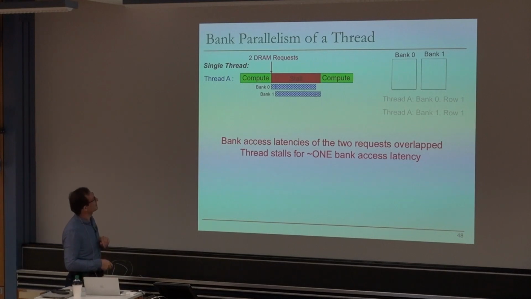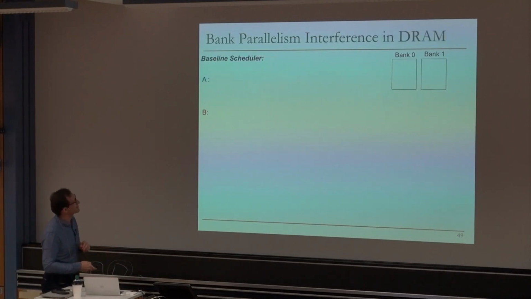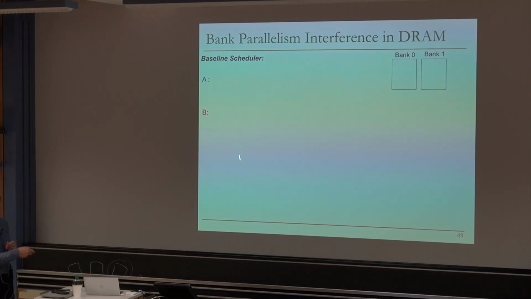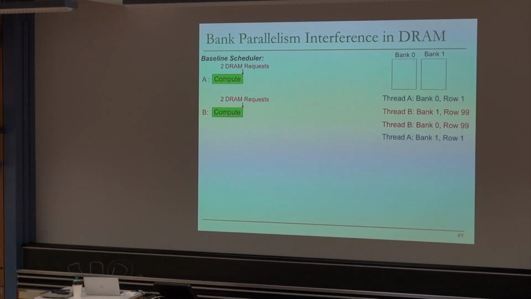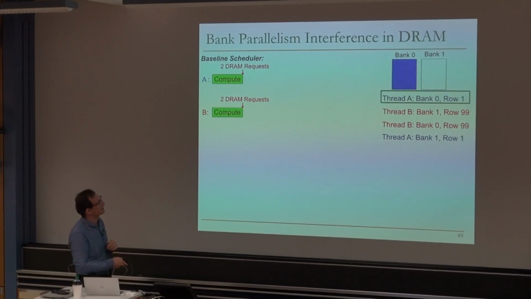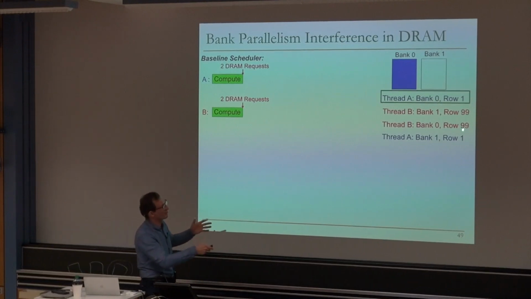Okay. So let's take a look at what happens with a baseline memory controller that is executing two of these threads that do essentially the same thing. They both compute, and each of them encounters two DRAM requests. They send the DRAM requests to the memory controller, and these are the same requests that I showed you earlier, except thread B has two different rows. It doesn't matter which row. Well, it does matter which row actually. It's not the same row as thread A's rows.